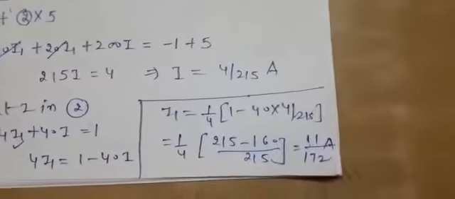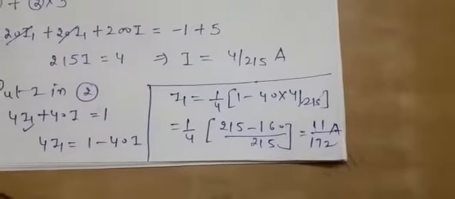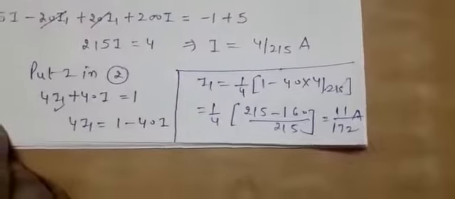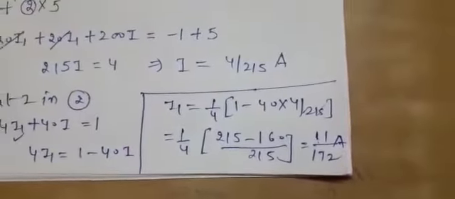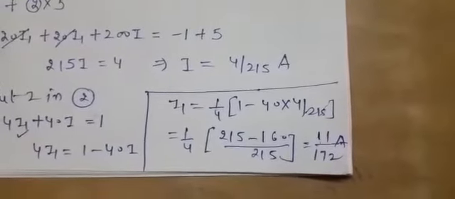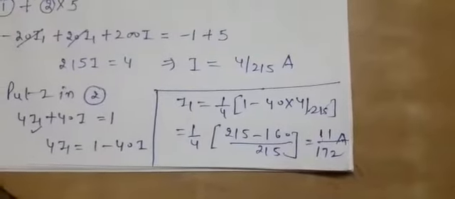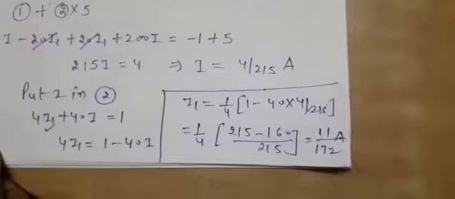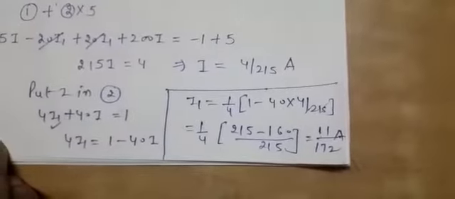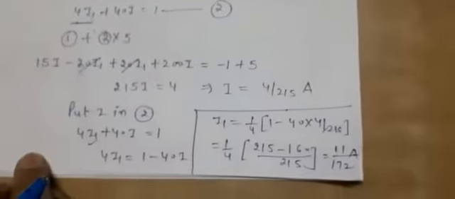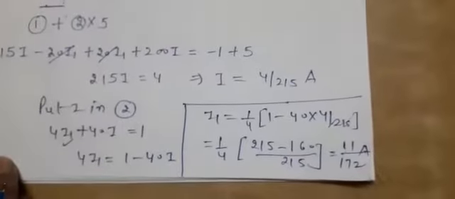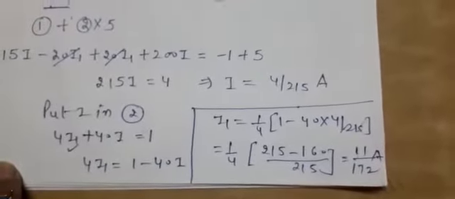So here also we have applied loops, that is, two loops we have applied. Why? Because we have two unknowns. So by applying Kirchhoff's voltage law, we have got two equations, and simplifying those equations, we have obtained the current flowing through each of the branches, and ultimately we have calculated the current through the 20 ohm resistor.